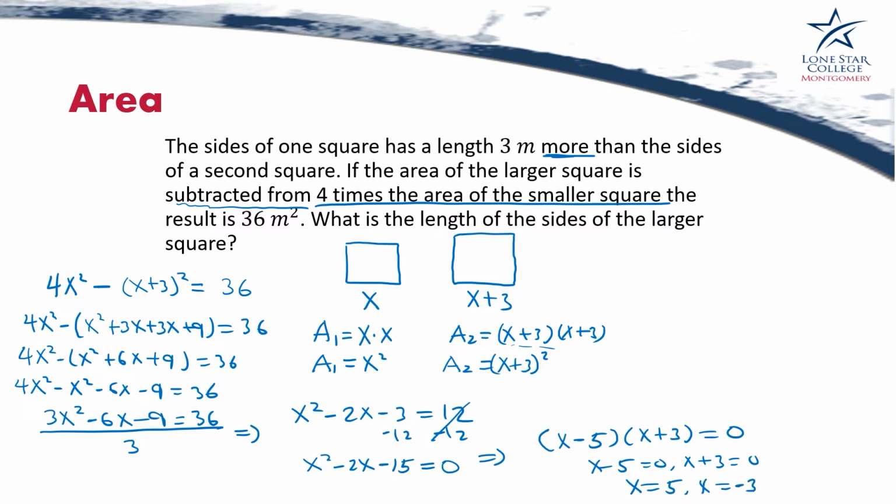But because we're dealing with a real life problem, in this case we have to figure out what x represents. X represents the side of a square. So because we're looking at a measurement, a length, we can't have a negative length. So it means the only possible x would have to be 5. Now the question is, what is the length of the larger square? What we just found is the side of the smaller square. So x here is a side, smaller square.